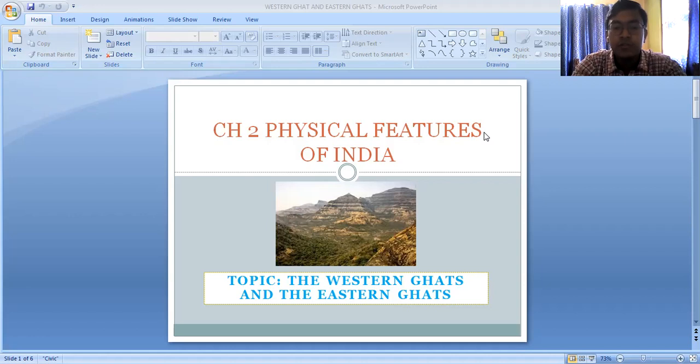So our discussion will mainly focus on the Western Ghats and the Eastern Ghats, and we will also try to highlight the basic differences between the Western Ghat and the Eastern Ghats of our country. The most important thing is that we are going to have a comparative study of the Western Ghats and the Eastern Ghats, trying to find out the differences between them.